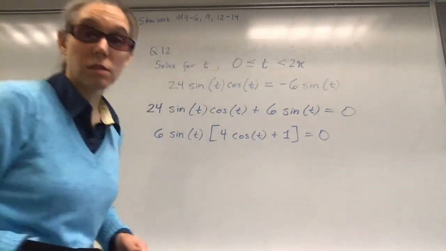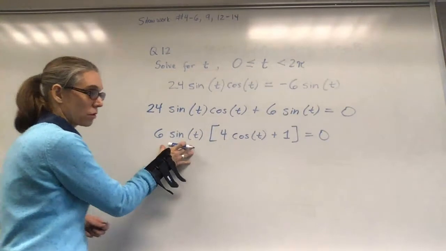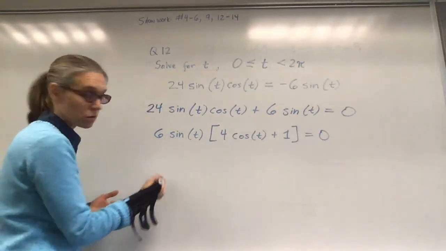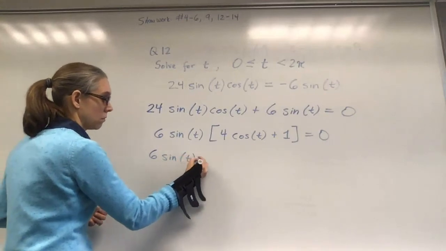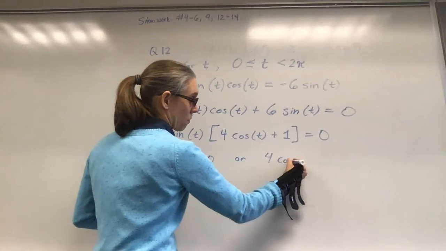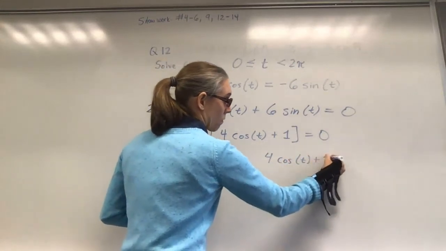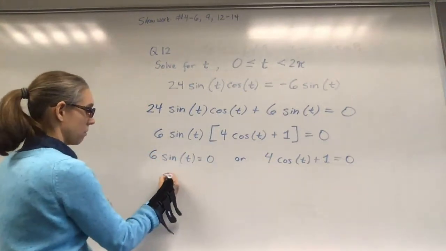And then next we use the zero factor property. The zero factor property says that either the first factor or the second factor is equal to 0. Simplify each of these further.